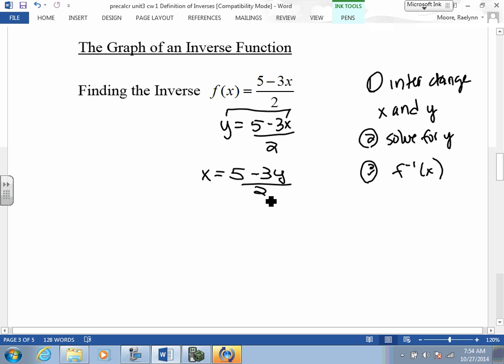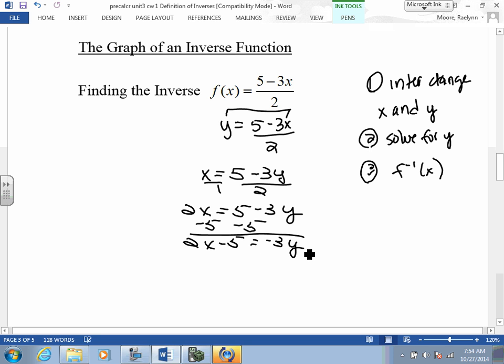It's an equal sign. So I'm going to cross multiply this guy. Get rid of my denominator. I have to isolate y, I have to solve for y. It doesn't always look pretty, but it'll be okay. So we subtract 5. We divide by -3. And we're going to make this be f to the -1 at x. We're going to make it be our inverse.